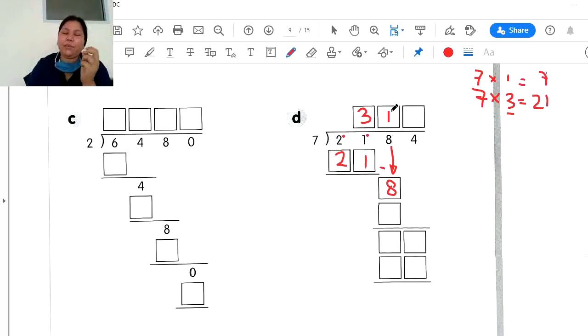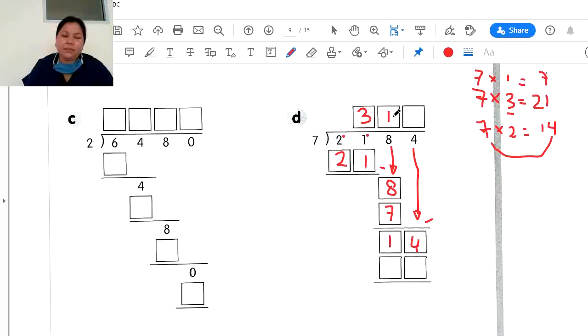Then after dividing, we multiply by the divisor. 1 times 7 equals 7. Then we subtract. 8 minus 7 equals 1. Then the other digit will go down. So we have 14 here. The multiplication table says that 7 times 2 equals 14. Then it matches, right? Because 14 divided by 7 equals 2, and there is no remainder.